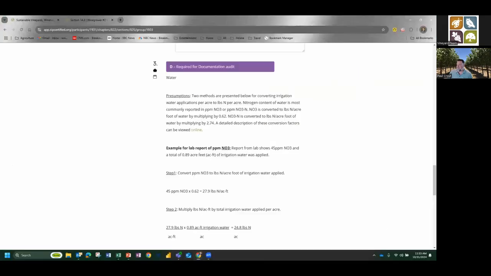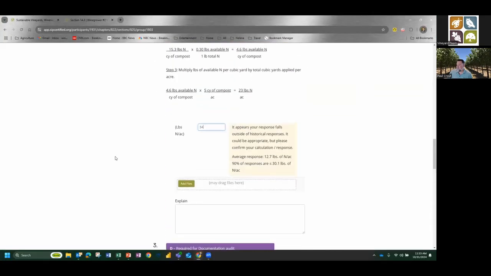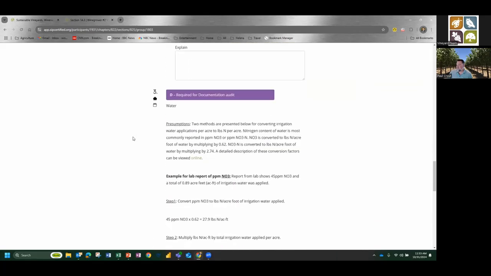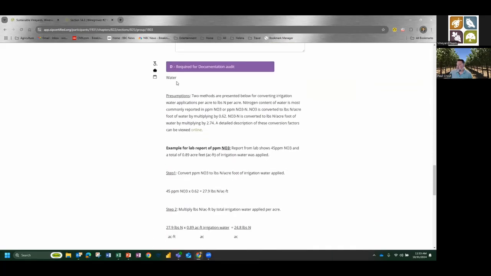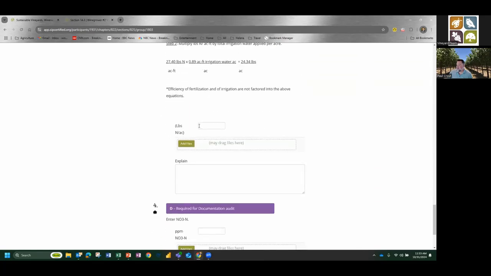Now let me show you an example. Here is the actual form itself. So we've entered our compost. As we slide down, we enter our water, and we have entered our pounds of N per acre. So let's just say it was, like I said, 7.1.